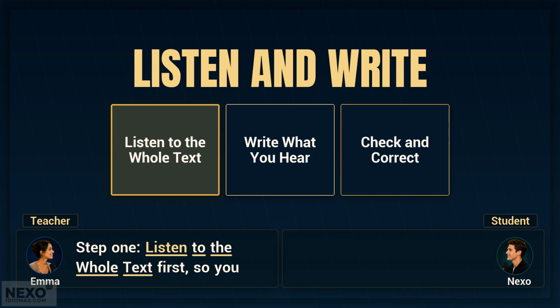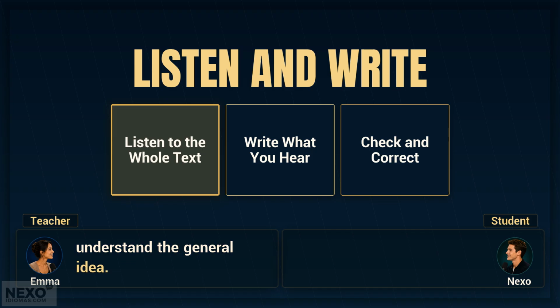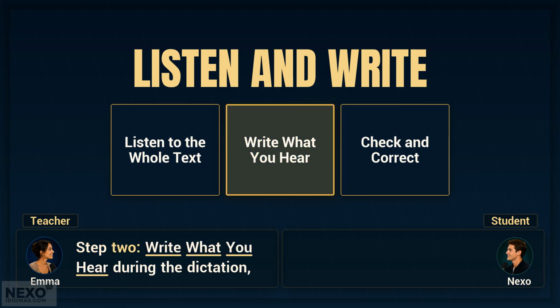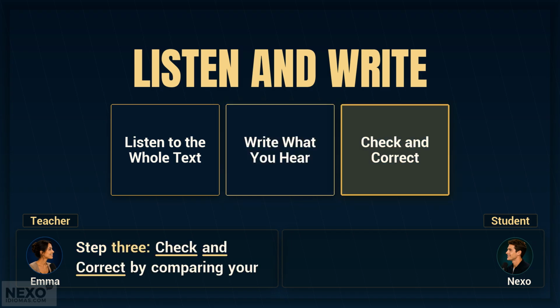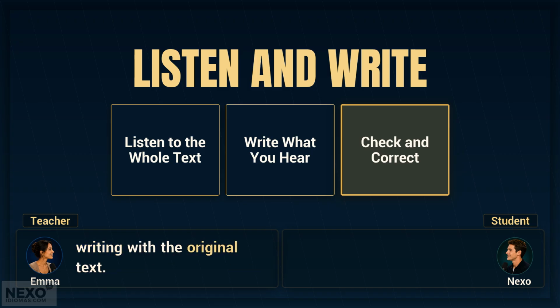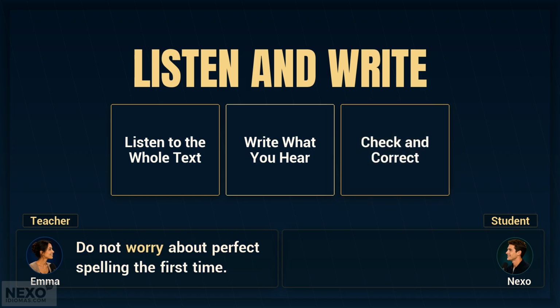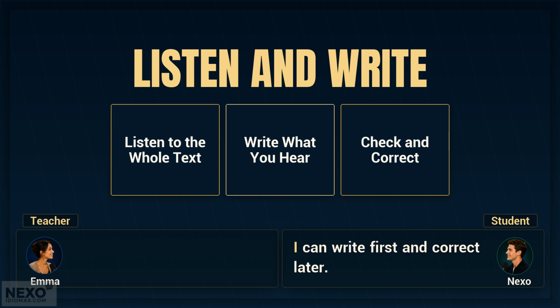Step 1. Listen to the whole text first, so you understand the general idea. Step 2. Write what you hear during the dictation, word by word. Step 3. Check and correct by comparing your writing with the original text. Do not worry about perfect spelling the first time. I can write first and correct later.